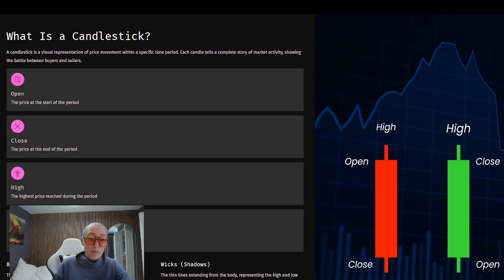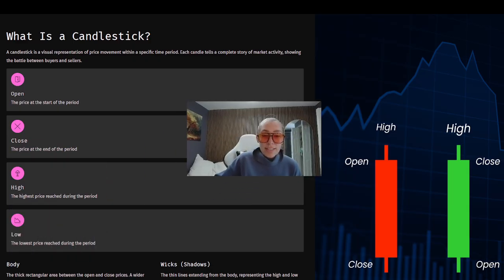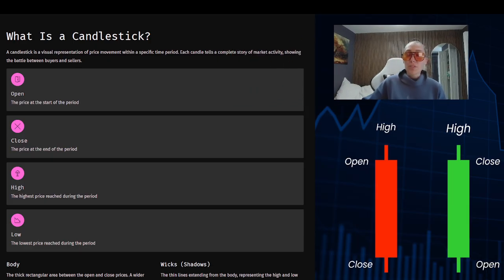And so the wicks, you can see these little things on the top and the bottom of the candle. This represents the highest point and the lowest point that we got to within a certain period. So let's say it's a red day. We open higher, maybe we go a little bit higher, and that's going to be the top wick. Then where we close is the bottom of the body, and the bottom wick is the lowest point that we got to in that day.